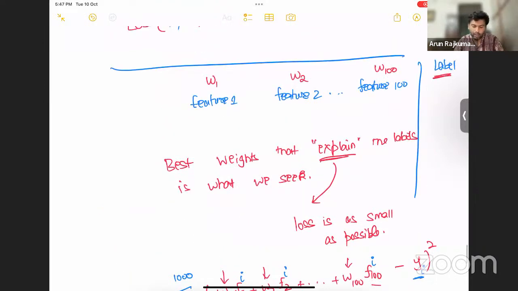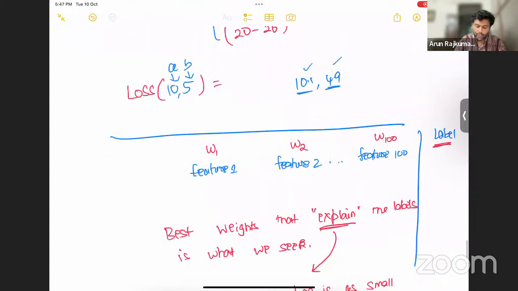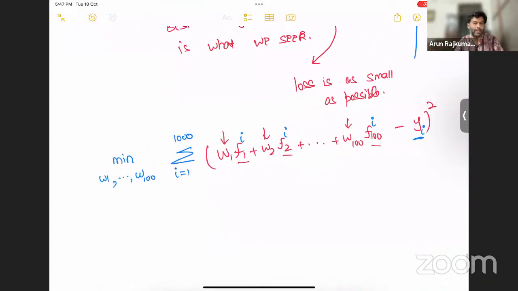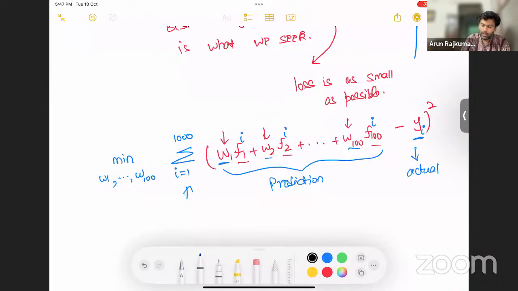Right? So this is exactly whatever I wrote here, but in more mathematical notation. In English, it's exactly the same. So this is my predicted value. This is my prediction. This is actual. And I am looking at the difference squared, and then I'm summing it up over all days. And I want to find that choice of W1 to W100, the weights or the importance of each feature, whose combination will best explain the labels, right? So this problem is what we will solve.